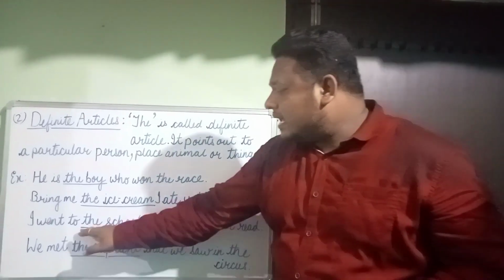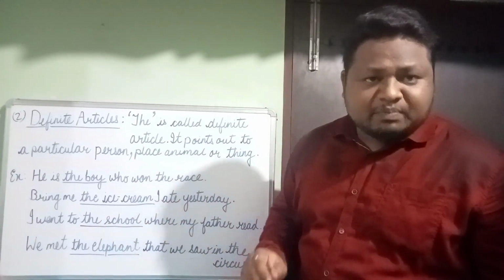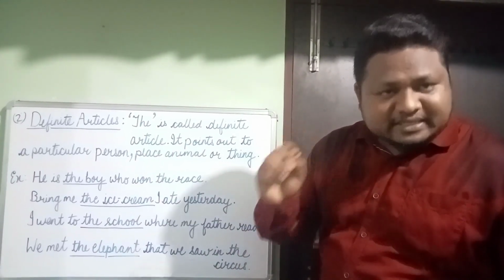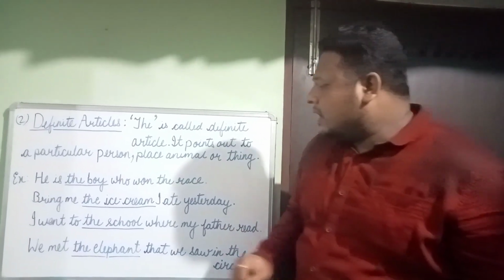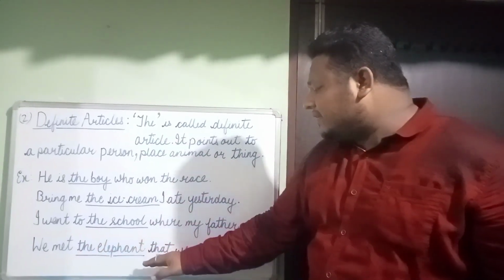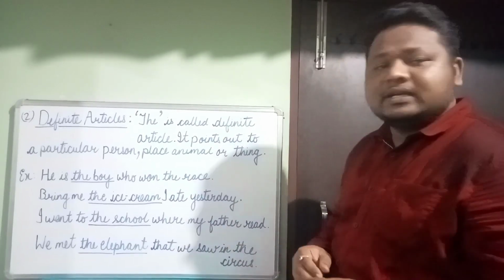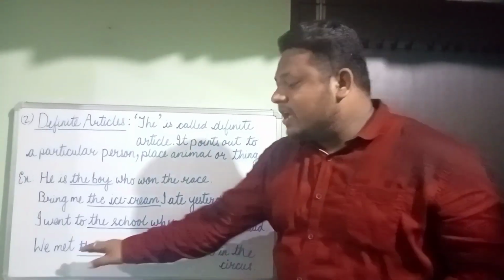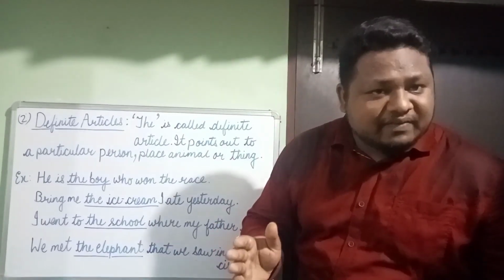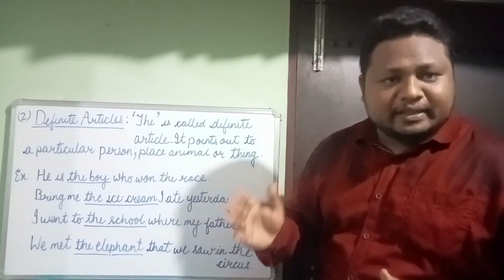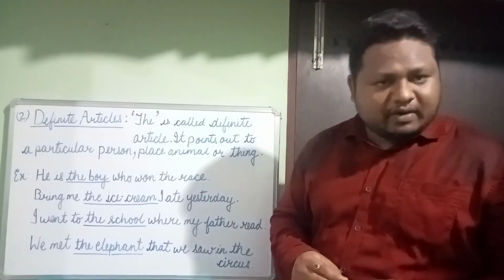Now, I went to the school where my father read. So, when we say the school, it means we are pointing at the same school where my father has read. We met the elephant that we saw in the circus. So, when we say the elephant, it means we are talking about the same elephant which we saw in the circus. All right.